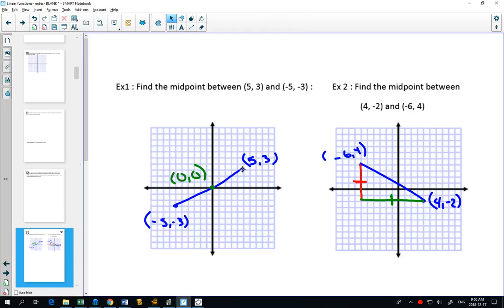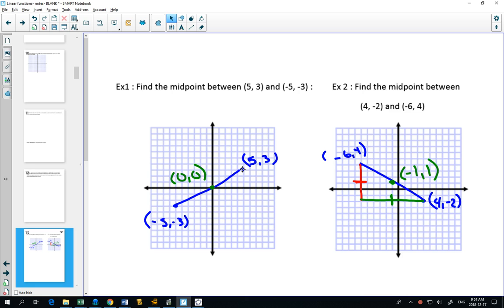Well, the middle of the red line is like the average of my y values. It's going to be 1. The average between 4 and negative 2 is going to be 1. And the middle of my green line is like the average of my x values. Right between negative 6 and positive 4 is negative 1. My midpoint on this line is negative 1, 1.